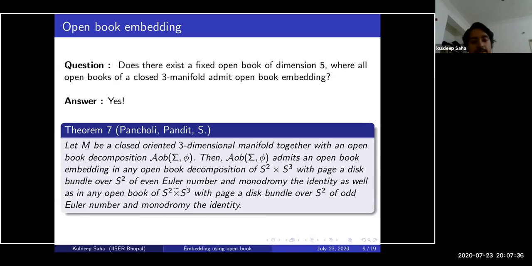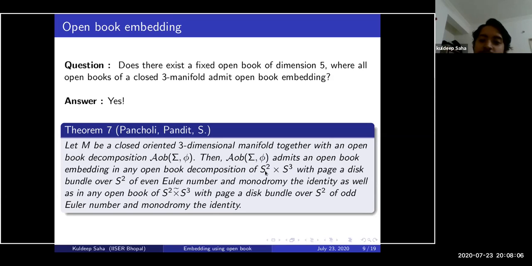So the question we ask here is: does there exist a fixed open book of dimension 5 such that all open books of a closed 3-manifold admit an open book embedding into it? This was the initial question, and we answered that yes, it happens. In fact, we could show it for two such 5-dimensional manifolds. One is S^2 × S^3, which is the boundary of S^2 × D^4, a 4-disk bundle over S^2.